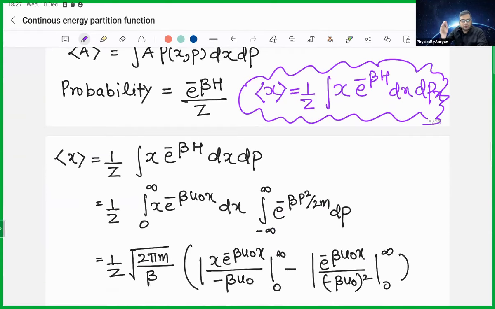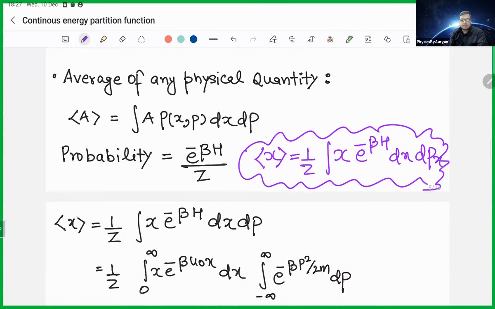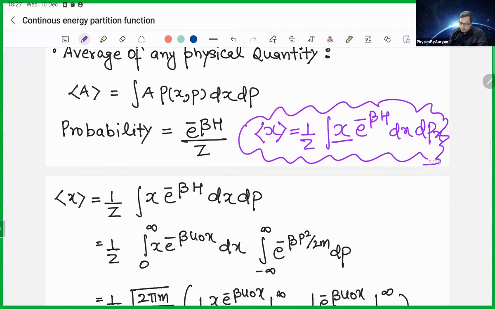Yes. So now let's try to solve it. 1 by Z. I have already calculated the value of Z, and I will use it in the end, once the whole question is done. Then x: I have x here, e to the power minus beta H, e to the power minus beta H into dx into dpx. Again the same logic: since it is one dimension, dx into dpx.